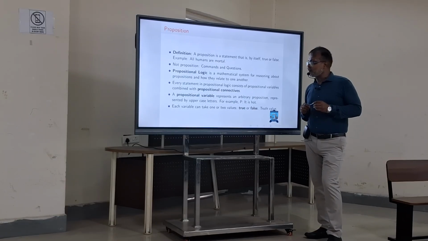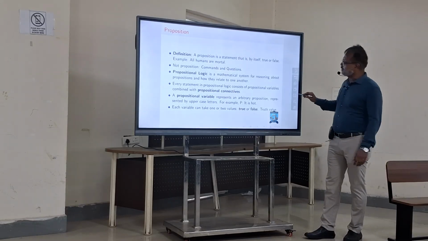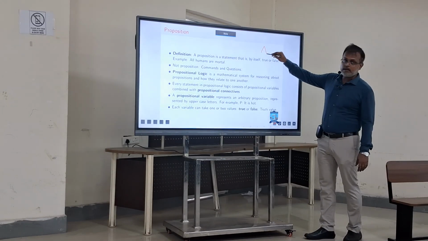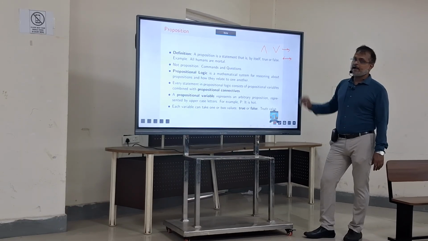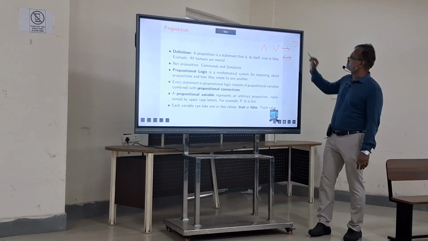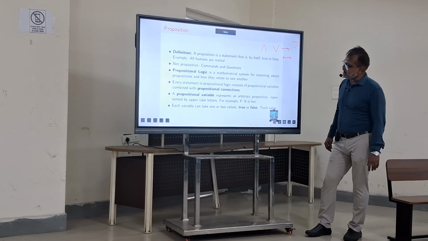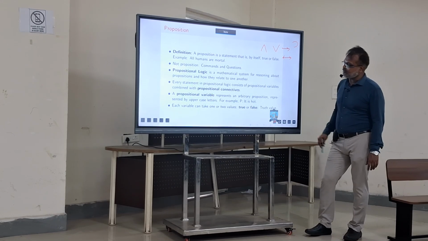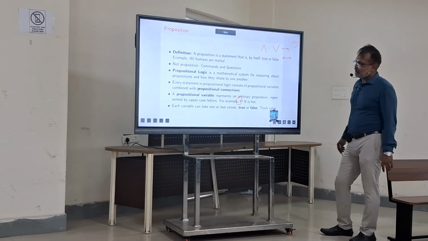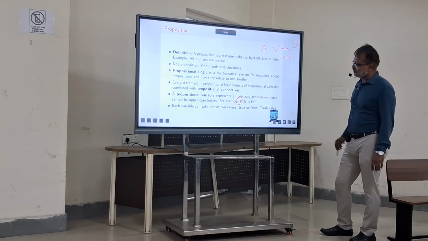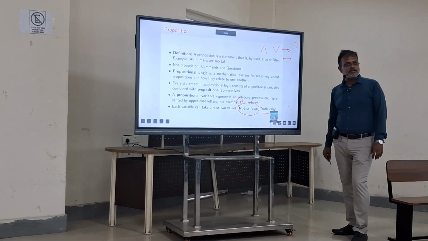Every statement in propositional logic consists of propositional variables combined with propositional connectives. What are the connectives? As you will see, connectives are and, or, implication, bidirectional. Okay, we'll see that. A propositional variable represents an arbitrary proposition, represented by uppercase letters, for example, P. Generally, we use these as propositions. Each variable can take one of two values, true or false. That is known as the truth value.